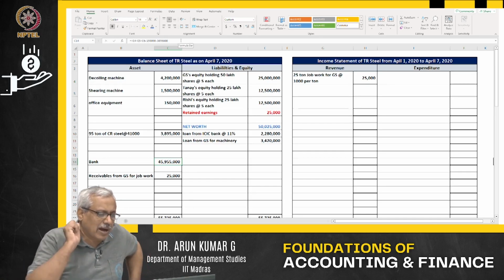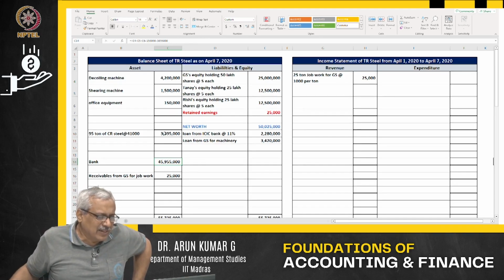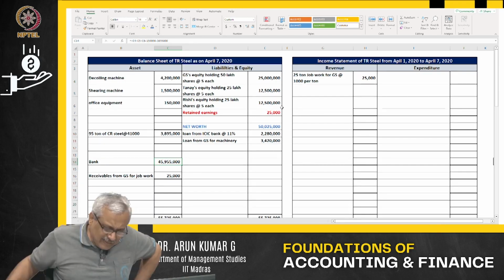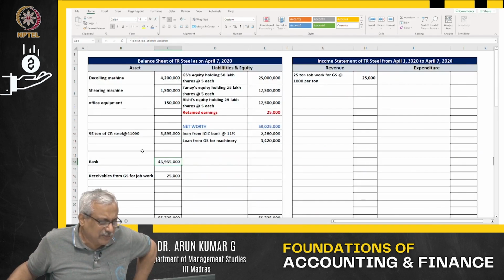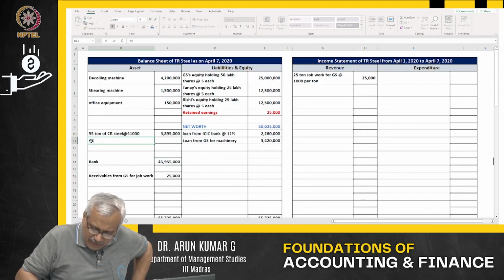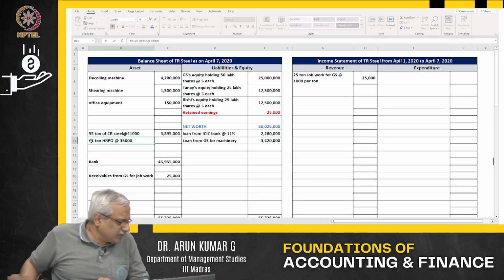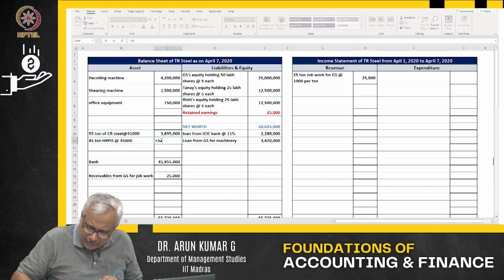You can see the formula bar. Sir, why am I not highlighting that particular cell? I could have just clicked the cell instead of typing it. I said, wait, you will understand why I don't do it. Then the next one, you purchase 45 tons of HRPO steel from Tata Steel at 35,000 per ton. That is 45 tons of HRPO at 35,000, right? At 35,000.